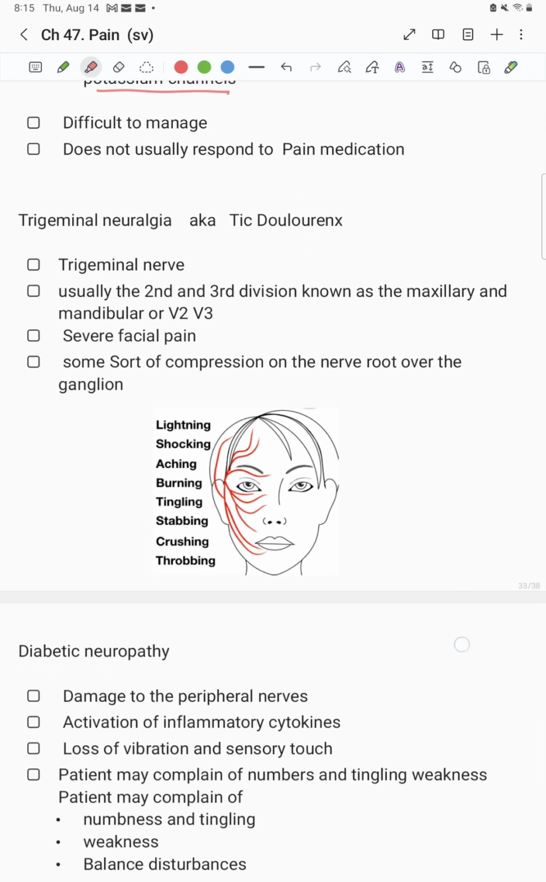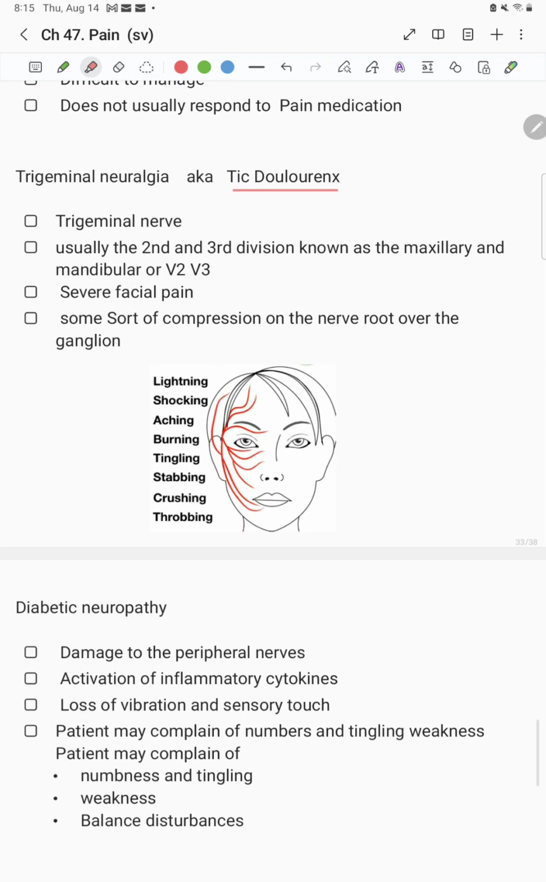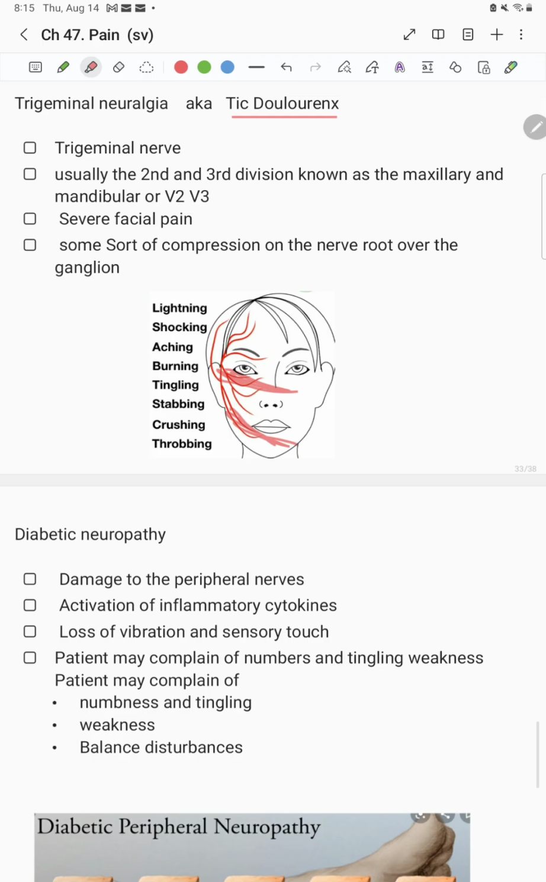Trigeminal neuralgia, also known as tic douloureux. This is where the trigeminal nerve is hurt, usually the second and third divisions, also known as the maxillary and mandibular divisions, or V2 and V3. So that would affect the maxillary and mandibular areas. It causes severe facial pain, and it's thought to be some sort of compression on the nerve root over the ganglion, or the ganglion itself, or the trigeminal nerve itself is somehow being infringed upon.